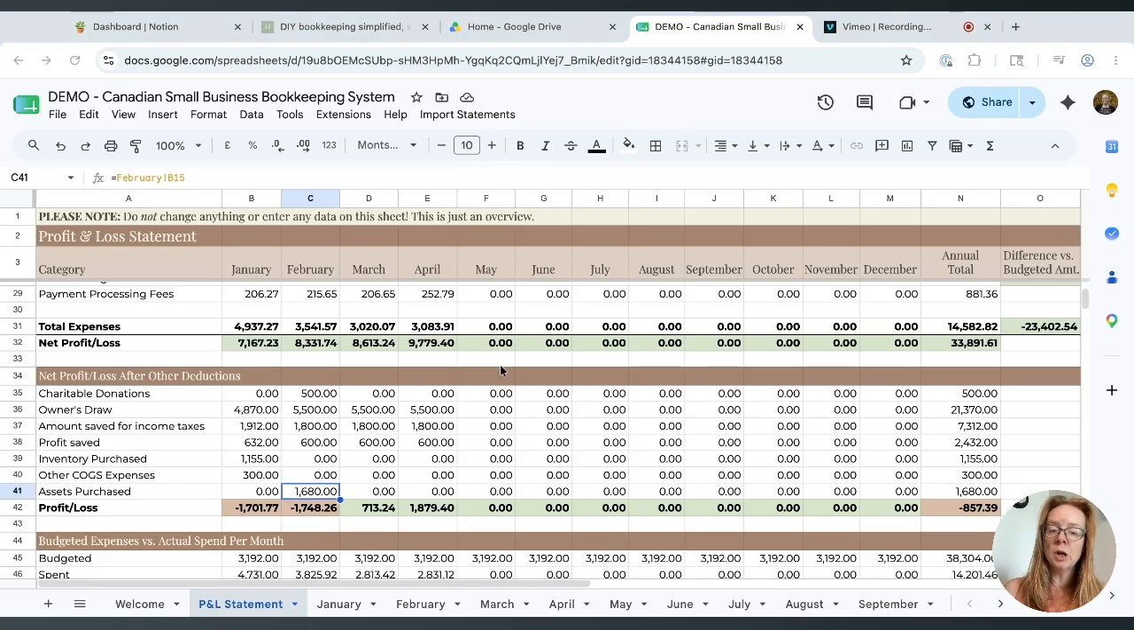And those are larger purchases of equipment, furniture, maybe building or renovating a workspace. Larger expenses like this don't get included in your operating expenses because you don't write the full amount off in a single year.